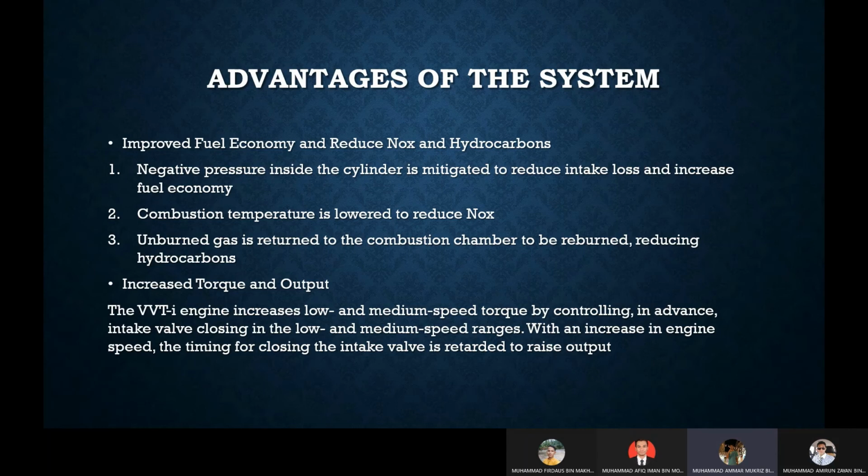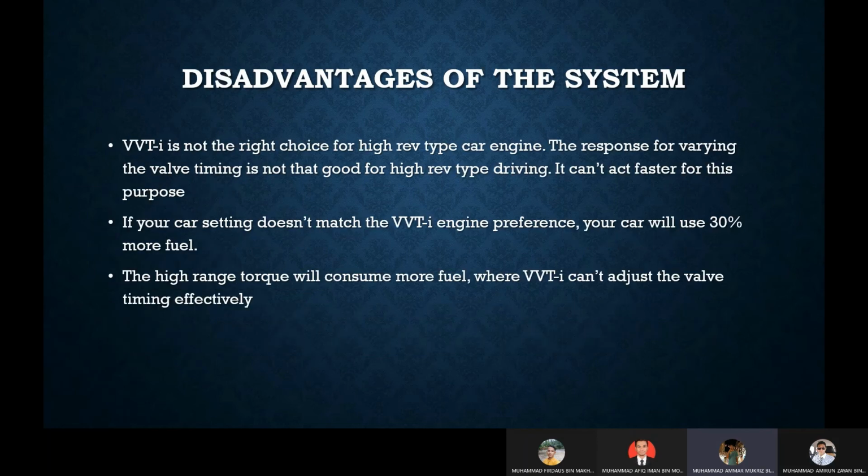And now we go into the disadvantages of the system. VVT-I is not the right choice for high rev type car engines. The response for varying the valve timing is not that good for high rev type driving. It could act faster for this purpose. Second, if your car setting doesn't match the VVT-I engine preference, your car will use 30% more fuel. And third, the higher range torque will consume more fuel, where VVT-I can adjust the valve timing effectively.